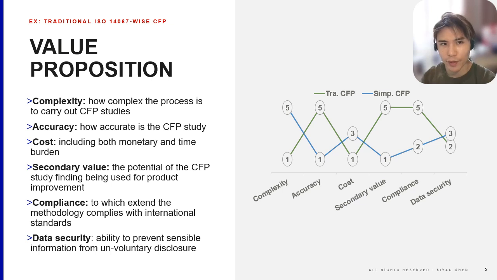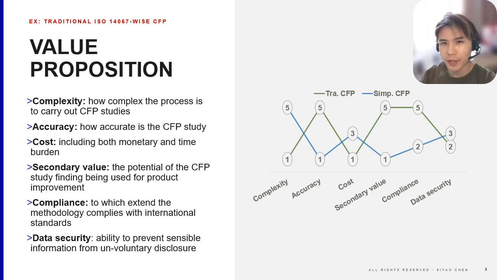Let's start with the definition of attributes. First of all, we have complexity. It defines how complex the process is to carry out the CFP studies. Of course, by nature, the simplified way is less complex, so it has a much higher value compared to the traditional way.